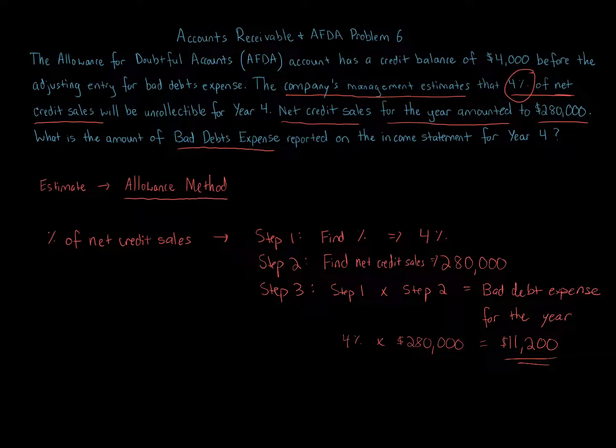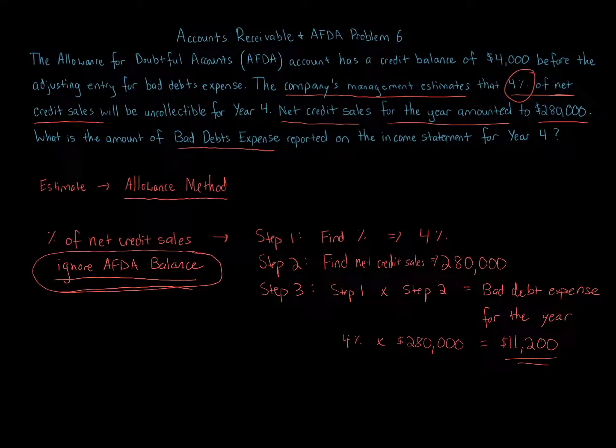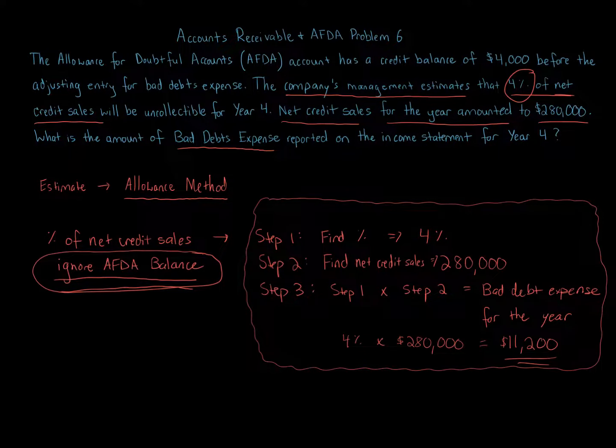Now, before I conclude this, just note that under this method, the percentage of net credit sales, we don't look at what the balance is under AFDA. We ignore the AFDA balance. Under the other major method, which you might see in another problem, we look at the AFDA balance to determine what the entry should be for bad debts expense and AFDA. But for the percent of net credit sales, we ignore the AFDA balance when calculating. You're going to apply these 3 steps in this order to get your answer. No ifs, ands, or buts. You follow those 3 steps and you will get the correct answer. The bad debts expense reported on the income statement for year 4 is $11,200.